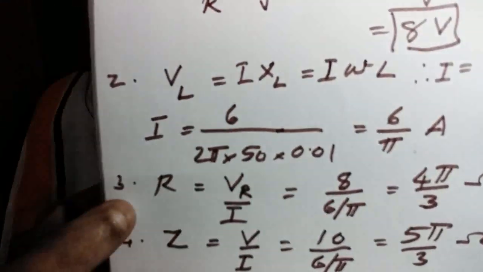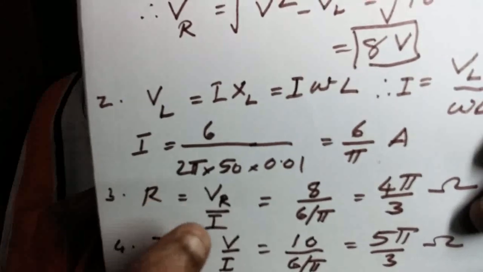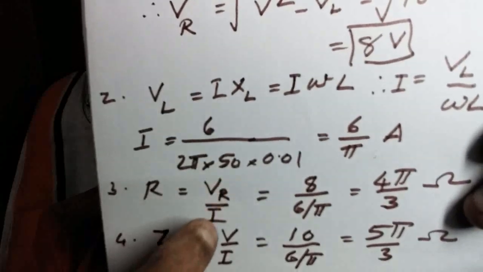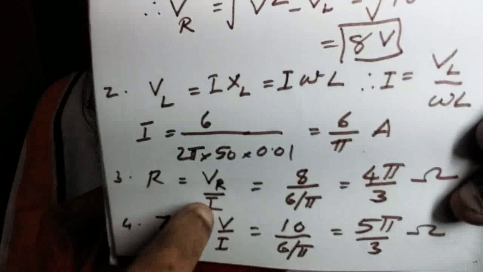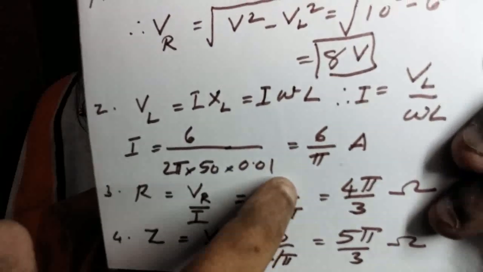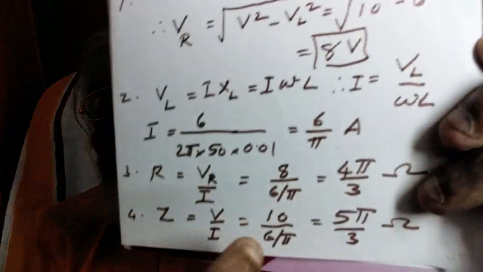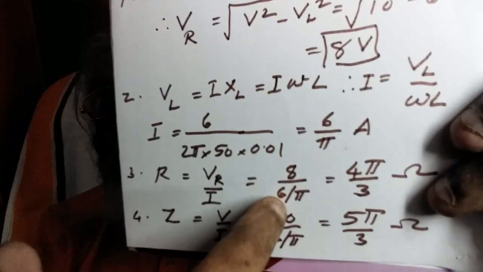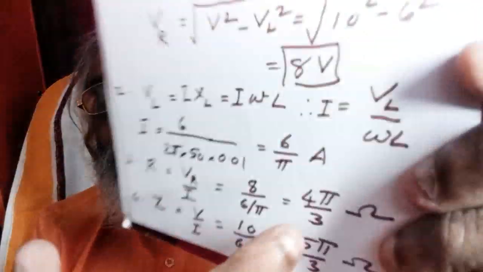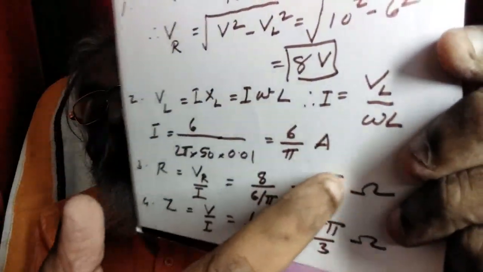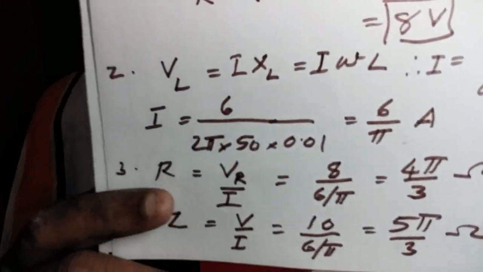Then, third question. Value of the resistance. R equals voltage across resistance by I, or VR equals I into R, or R equals VR by I. We have VR, that is 8 volts. So 8 by I is 6 by pi. That is 4 pi by 3 ohm. That is the value of R.